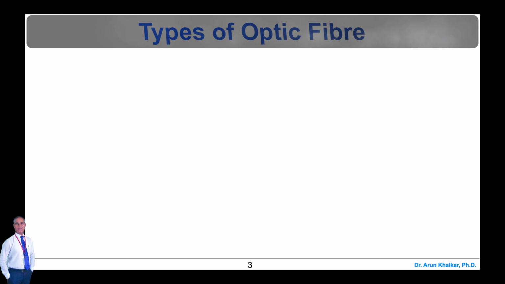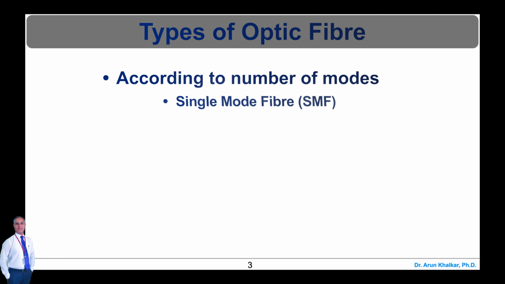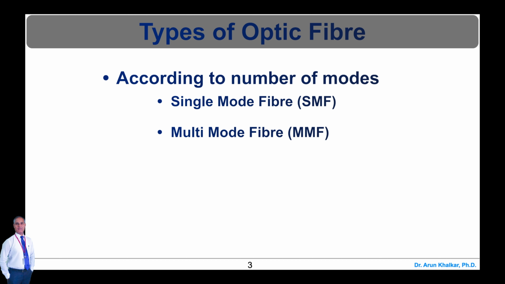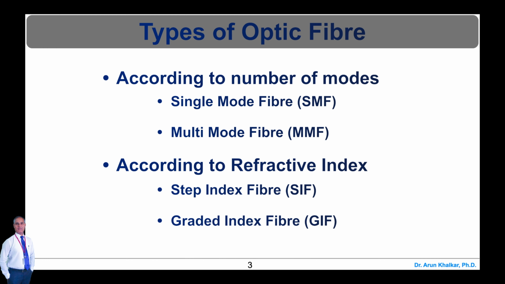Let's see types of optic fiber. According to number of modes, there are two types of optic fiber. First is single mode fiber, abbreviated as SMF. Second one is multi-mode fiber, abbreviated as MMF. Next is according to refractive index. Again, there are two types. First is step index fiber, abbreviated as SIF, and second one is graded index fiber, abbreviated as GIF. So let's see all one by one in detail.